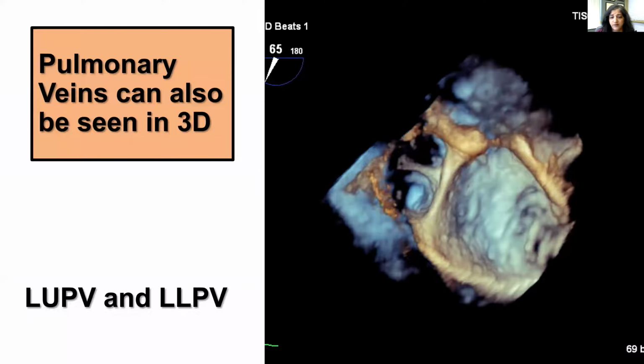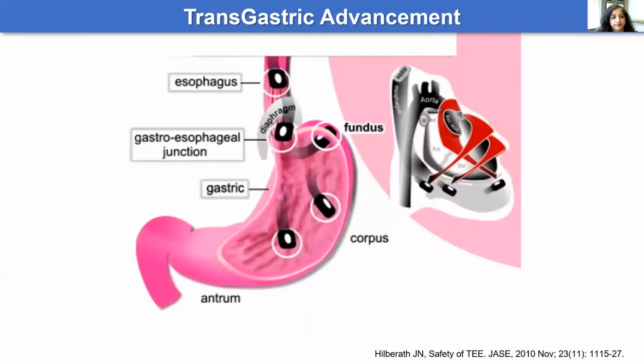I also like to see the pulmonary veins in 3D. You can see very clearly in this still image both the left upper and the left lower pulmonary veins as they enter the left atrium, with the mitral valve at the depth of the screen.